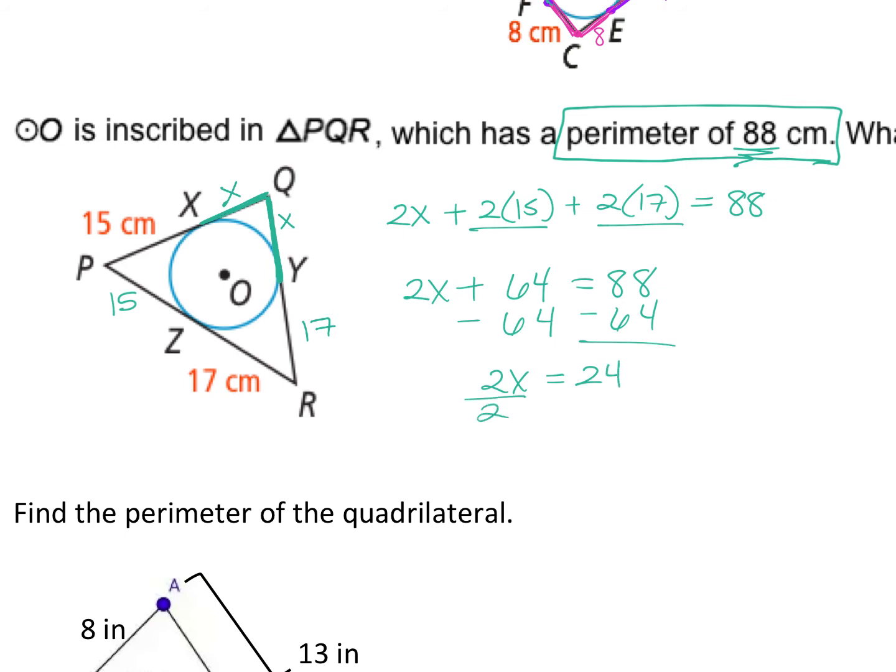And then divide by 2. So x is 12 centimeters, okay? And if you wanted to double check it, treat these both like a 12 and add them all up. 12 plus 12 plus 15 plus 15 plus 17 plus 17 should work out to 88. Questions on that?